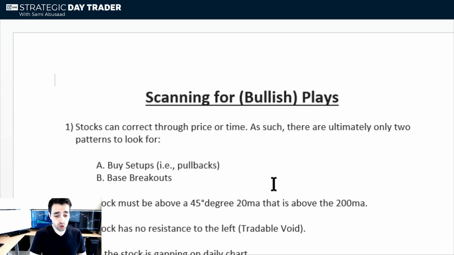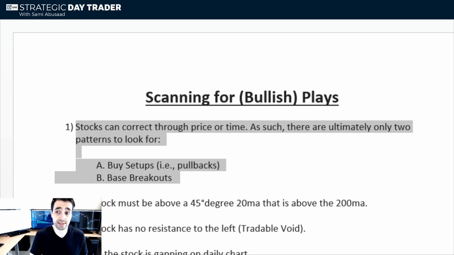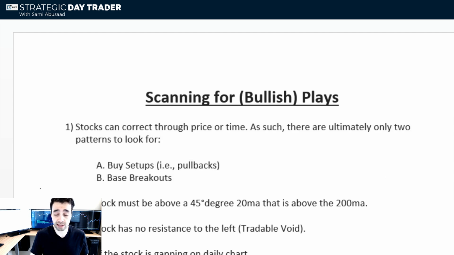Now, assuming we're scanning for bullish plays, always remember that stocks can correct either through time or through price. As such, there are ultimately two patterns to look for: pullbacks or breakouts. Again, pullbacks or breakouts, because a stock that's moving up can either correct by pulling back or by going sideways.